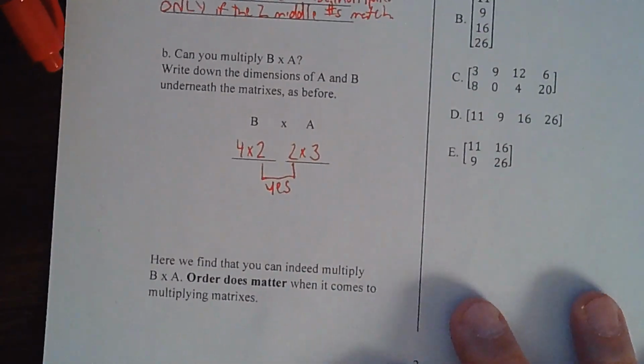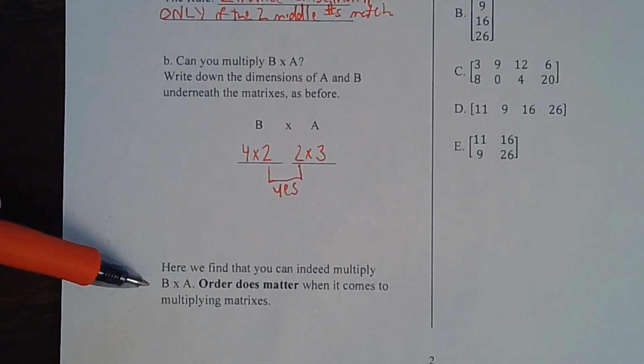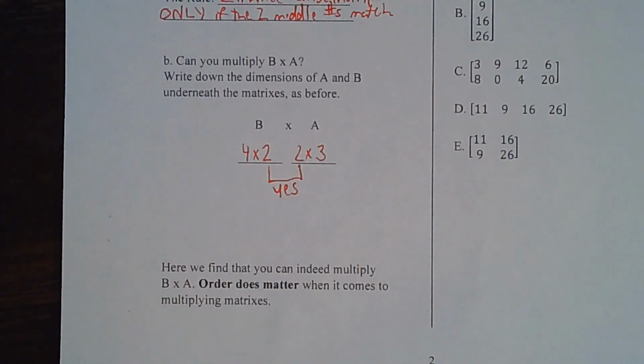Just sliding down a little bit more than on the bottom left here of page 2. So here we find that you can indeed multiply B times A. Order does matter when it comes to multiplying matrices. You always should write down the dimensions for the following reason.